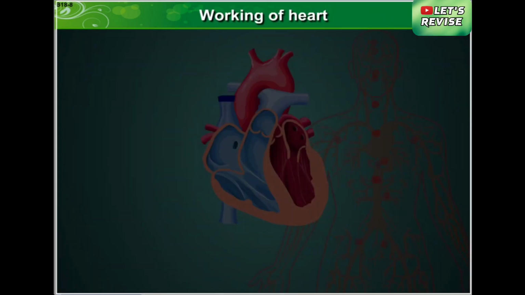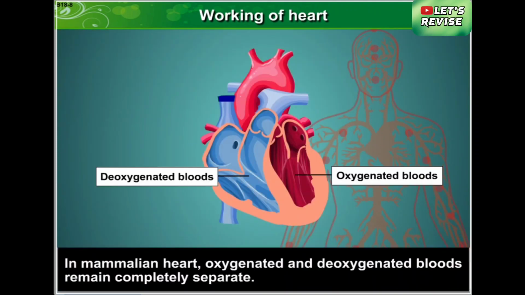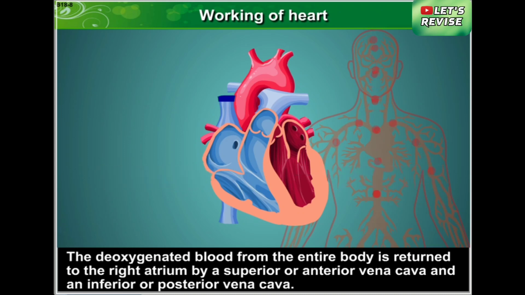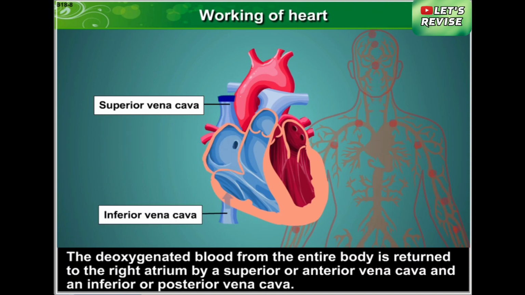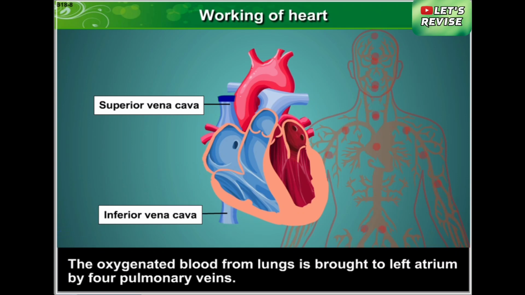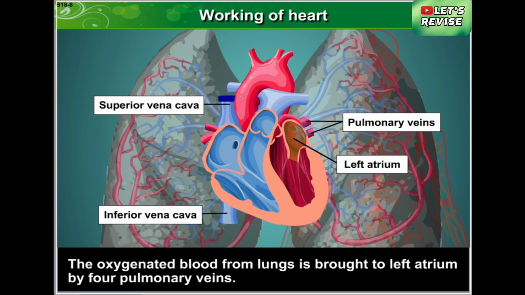Working of heart. In the mammalian heart, oxygenated and deoxygenated blood remain completely separate. The deoxygenated blood from the entire body is returned to the right atrium by a superior or anterior vena cava and an inferior or posterior vena cava. The oxygenated blood from the lungs is brought to the left atrium by 4 pulmonary veins.